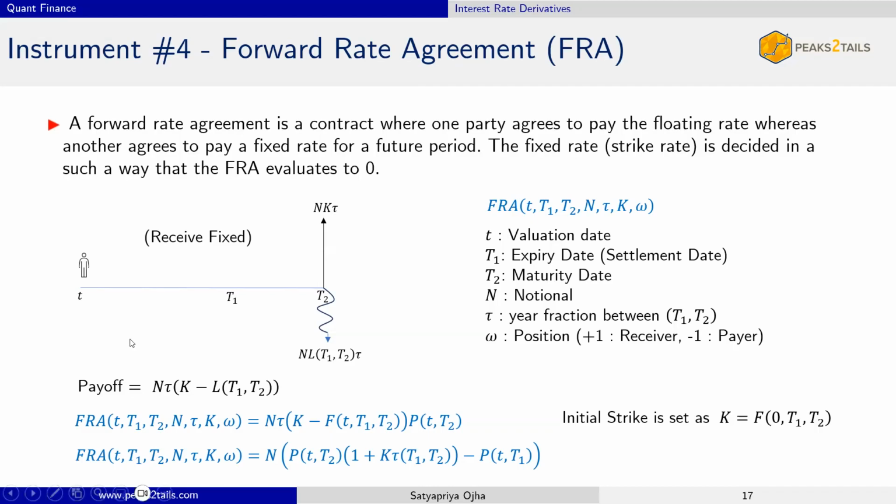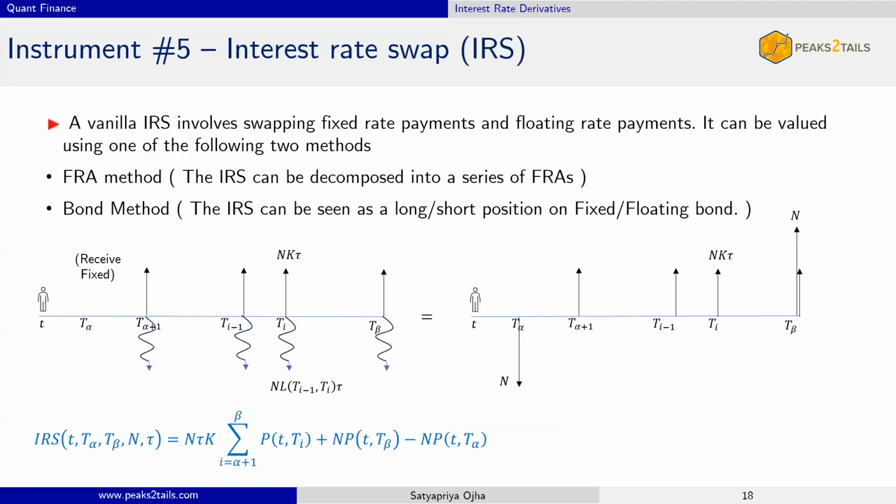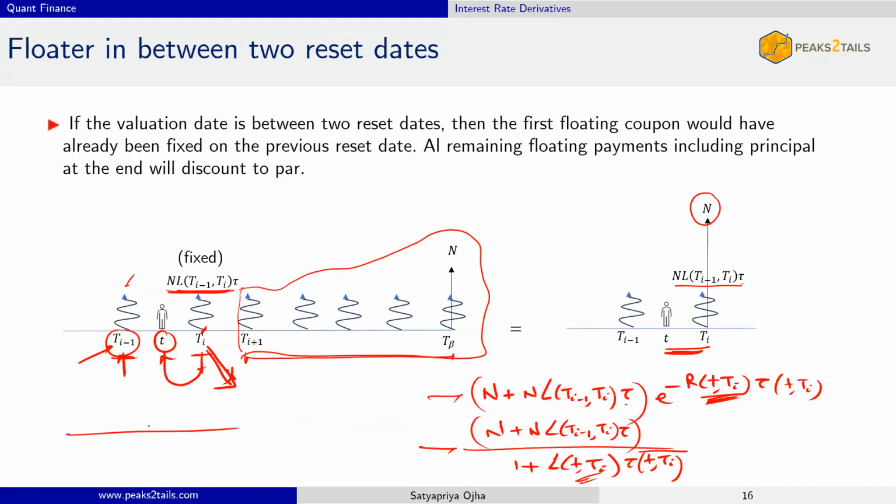It is only the time till the next reset date, because any floating rate bond discounts to par at N. Okay, so if you are here, and this is T alpha, the first reset date, this whole floating rate bond is just like a zero coupon bond with a notional N. There is nothing in between. So the maturity of the zero coupon bond is T alpha minus T. So basically, it's the time till the next reset date. That's the maturity, time to maturity, and that's the duration.